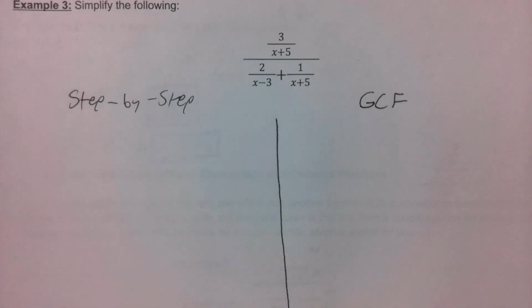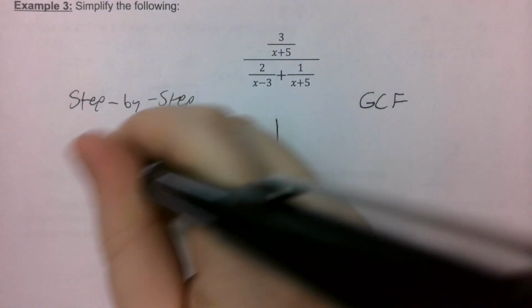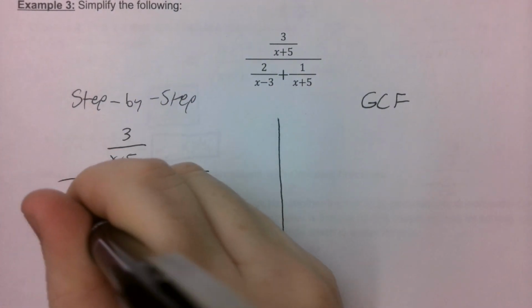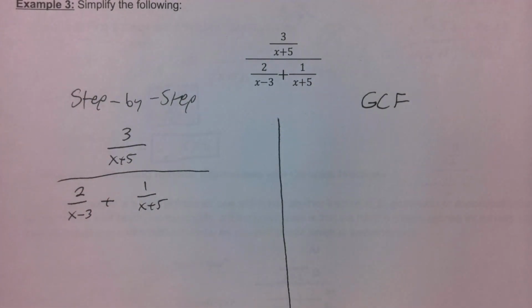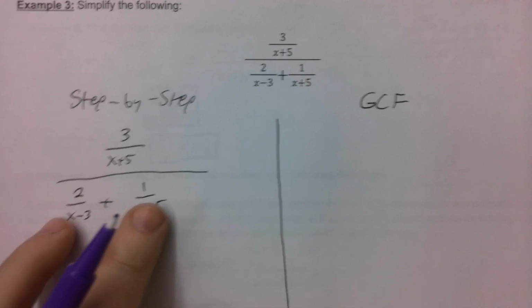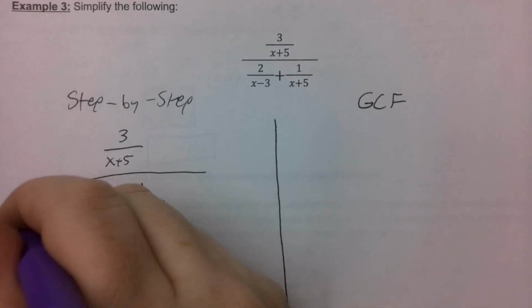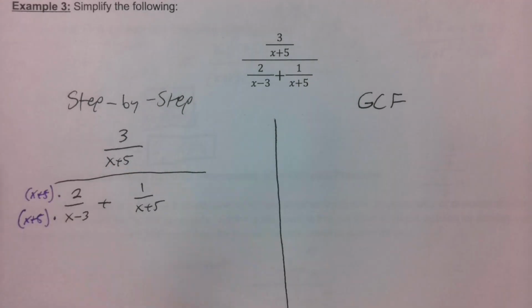We're going to start with the step-by-step method. In the step-by-step method, where we have 3 over x plus 5, all divided by 2 over x minus 3, plus 1 over x plus 5, we ask ourselves, how do we simplify the denominator first? Well, in our denominator, we have an x minus 3 denominator and an x plus 5. So we need these to be in common before we can add them together. To make them in common, we should multiply them by each other. So this fraction should be multiplied by x plus 5, and this fraction should be multiplied by x minus 3.